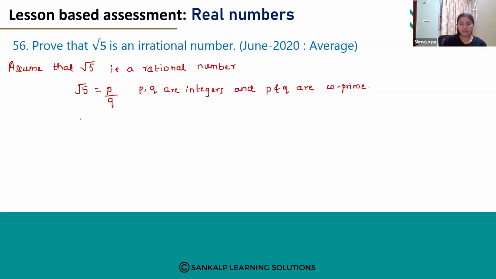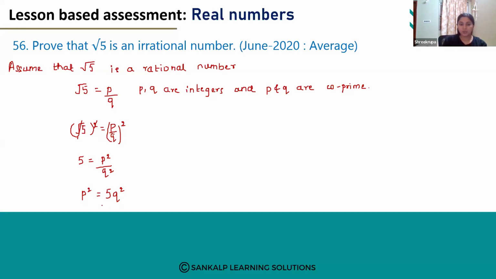Okay. So if we take the square of this equation, we will get root 5 square is equal to P by Q whole square, which will be equal to 5 is equal to P square by Q square, because here root and square will be cancelled. So 5 is equal to P square by Q square. If we rewrite this equation, we will get P square is equal to 5Q square. We are cross multiplying here. So P square is equal to 5Q square is the equation we get.